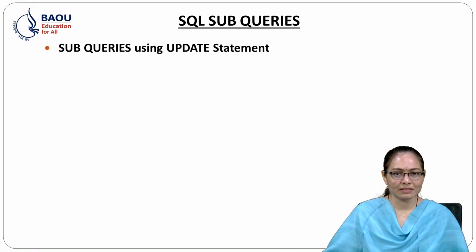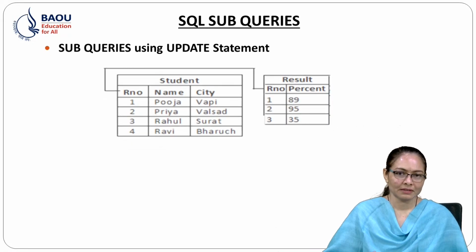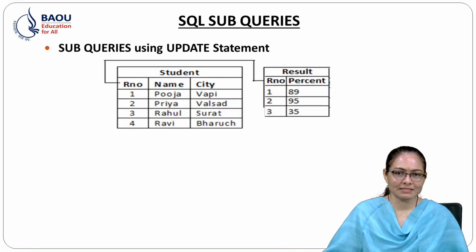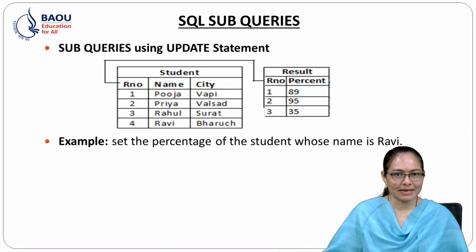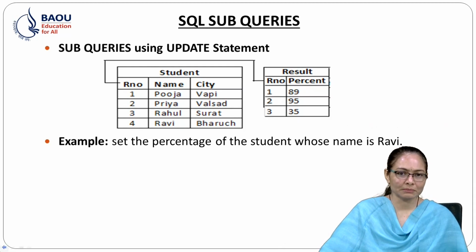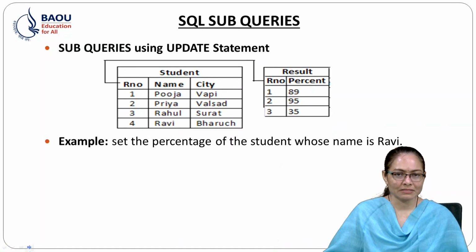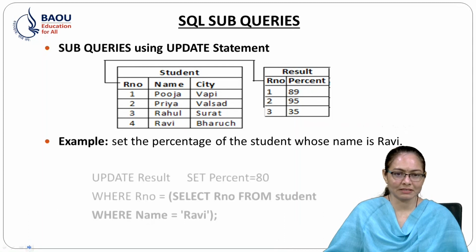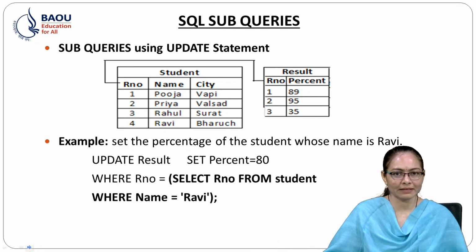Now, subquery using the update statement. The subquery can also be used with the update statement. You can update single or multiple columns in the tables using the subquery. Here, see, two tables are given. The example is to set the percentage of the student whose name is Ravi. Ravi's roll number is 4, and the example is: set the percentage.